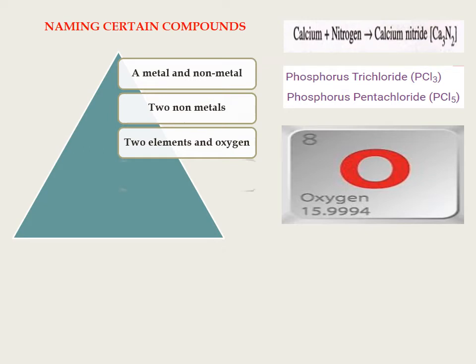Naming of acids. The names of binary acids are given by adding the prefix hydro and suffix ic to the name of the second element. Examples are hydrochloric acid, HCl.